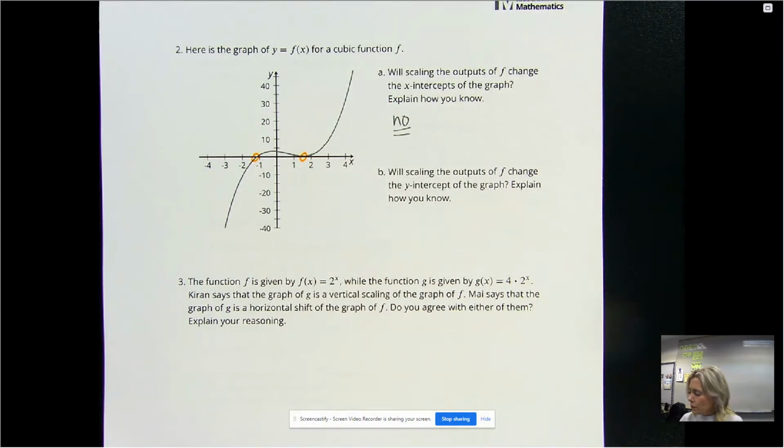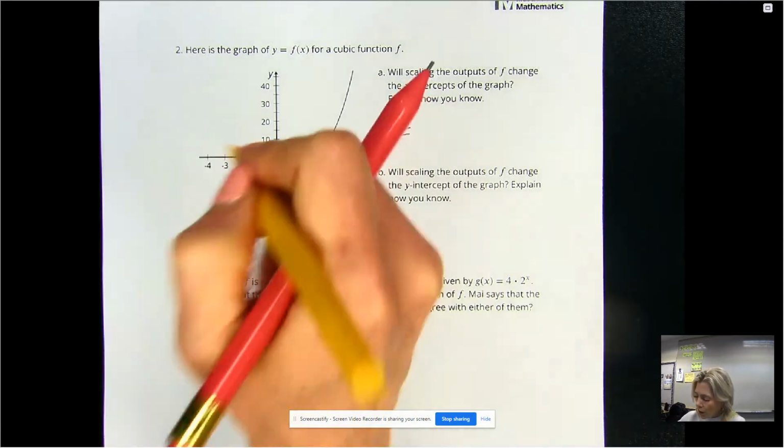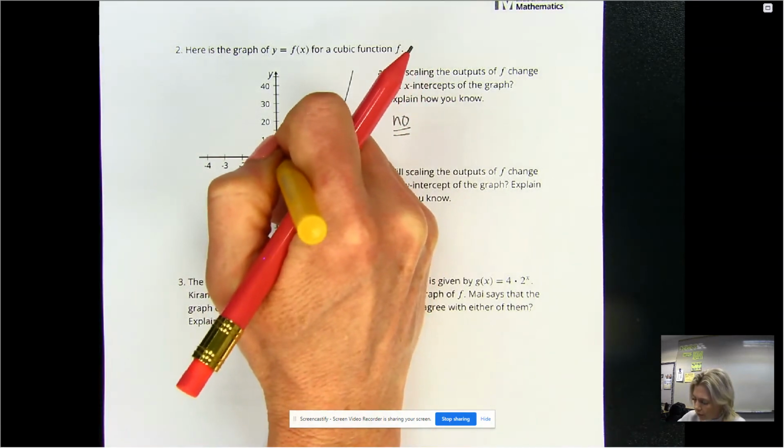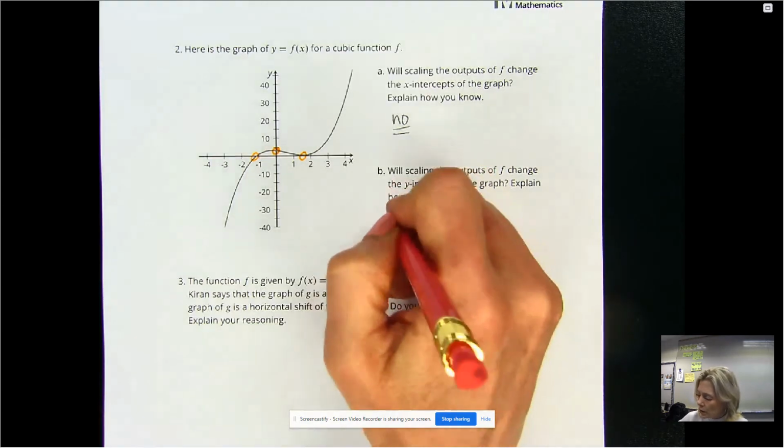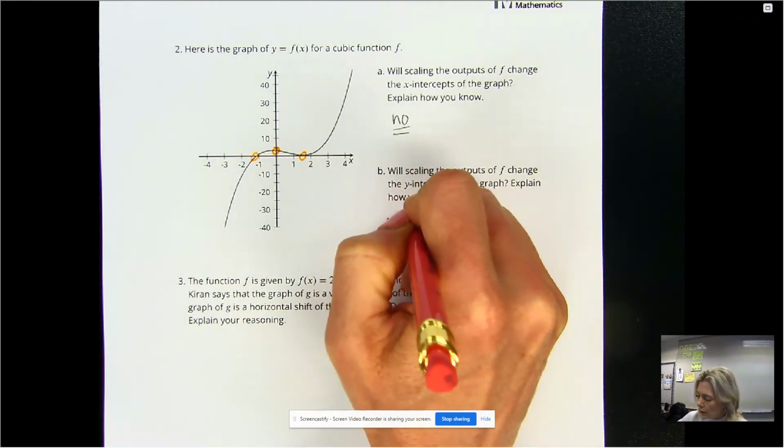And then part B, will scaling the outputs of f change the y-intercept? Well, the y-intercept is somewhere around, I'd say, about 3. And so if I multiply 3 by any number besides 1, it's going to equal something else. So it will change the y-intercept. So this one is a yes.